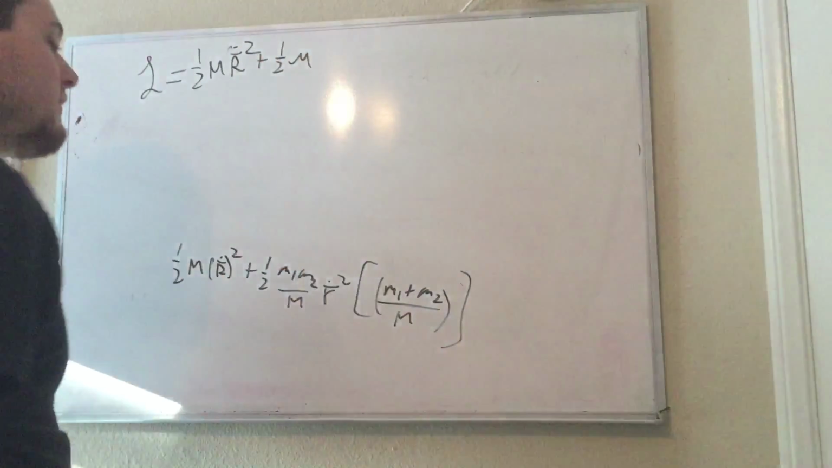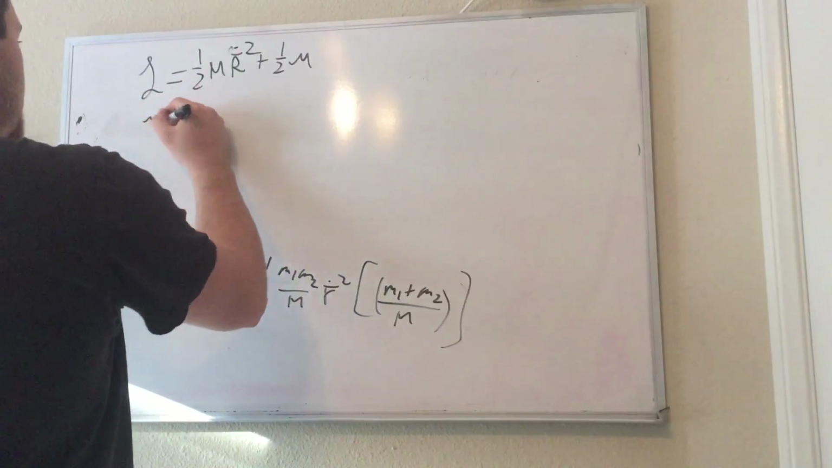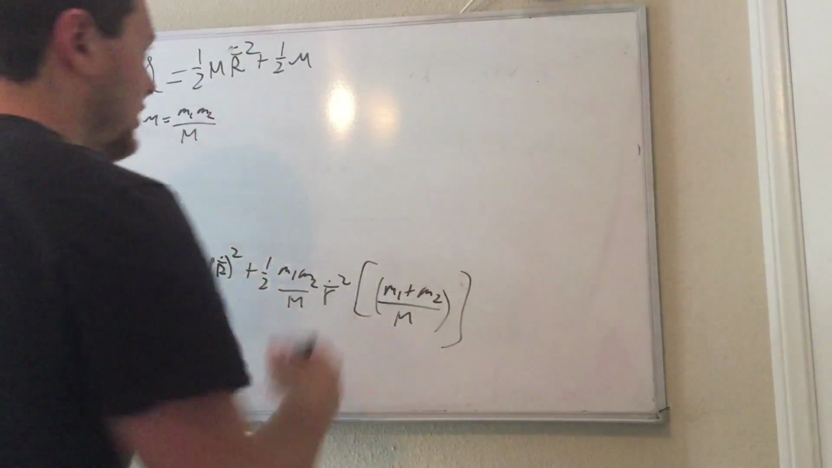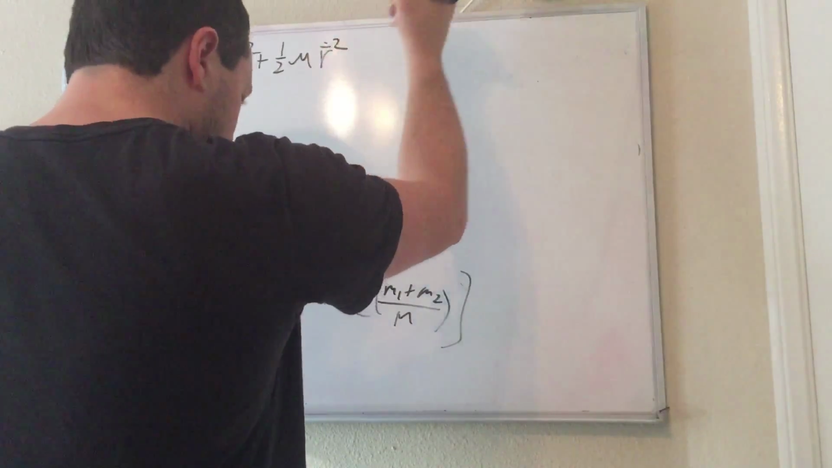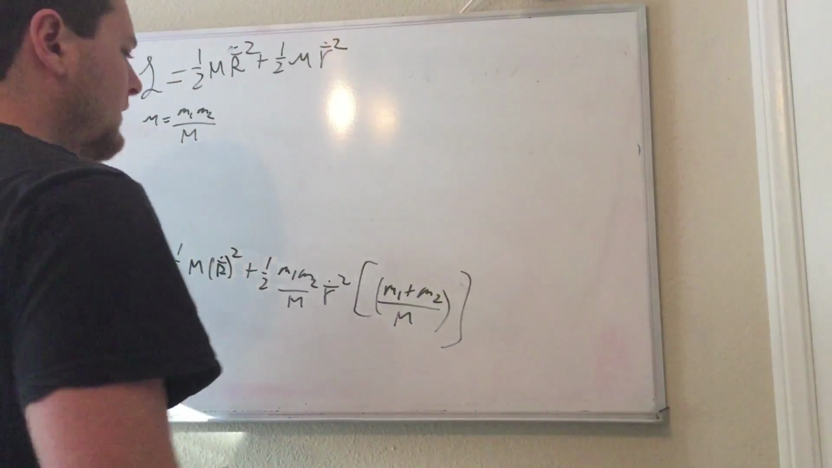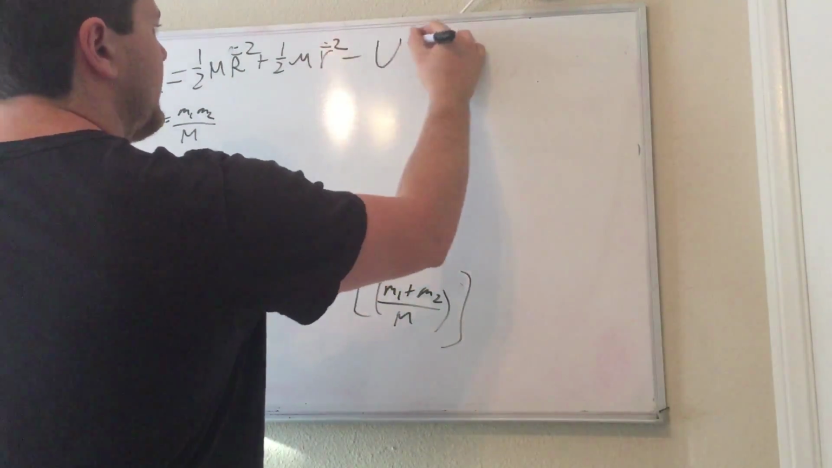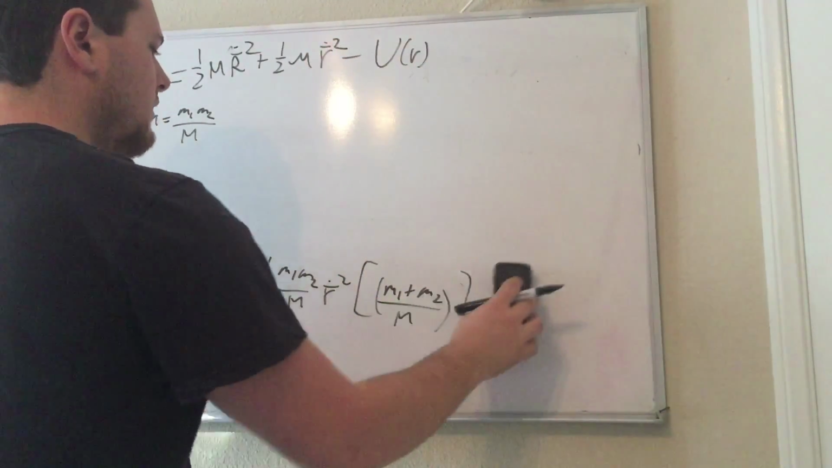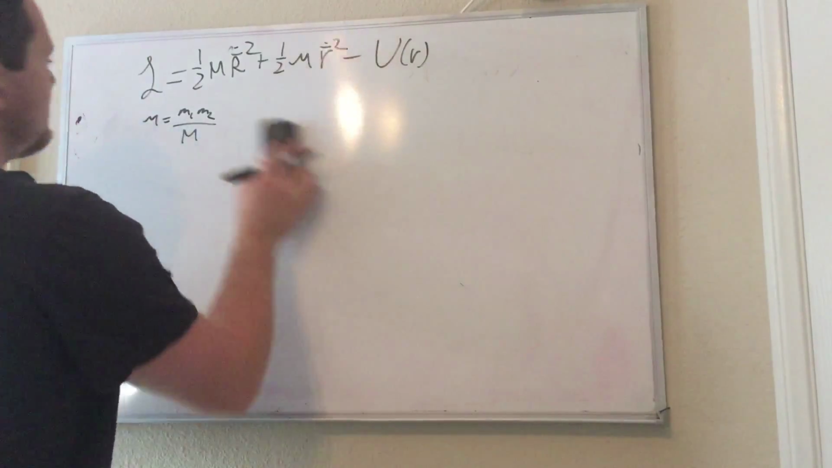I use mu here for the reduced mass formula, where mu equals m1 m2 over capital M, which I defined earlier. Okay, now we've gotten somewhere. Minus our potential of r. Notice, this is still a vector r. So, let's think about this now.